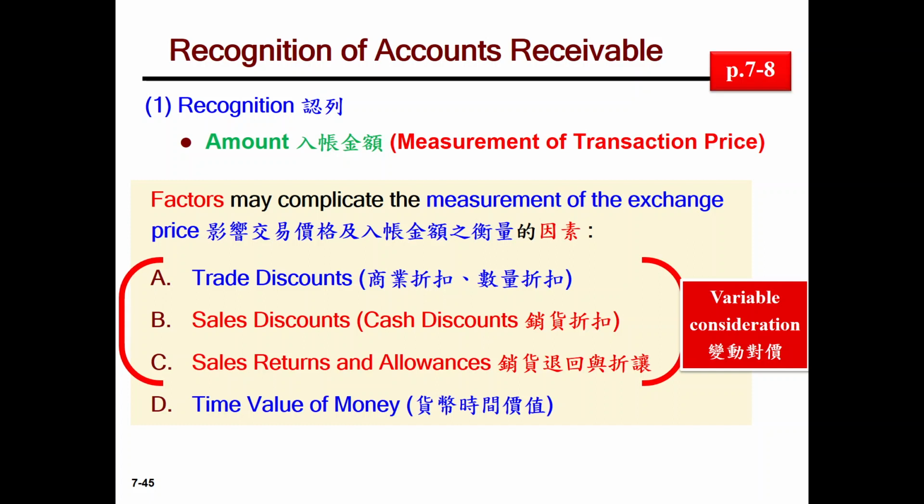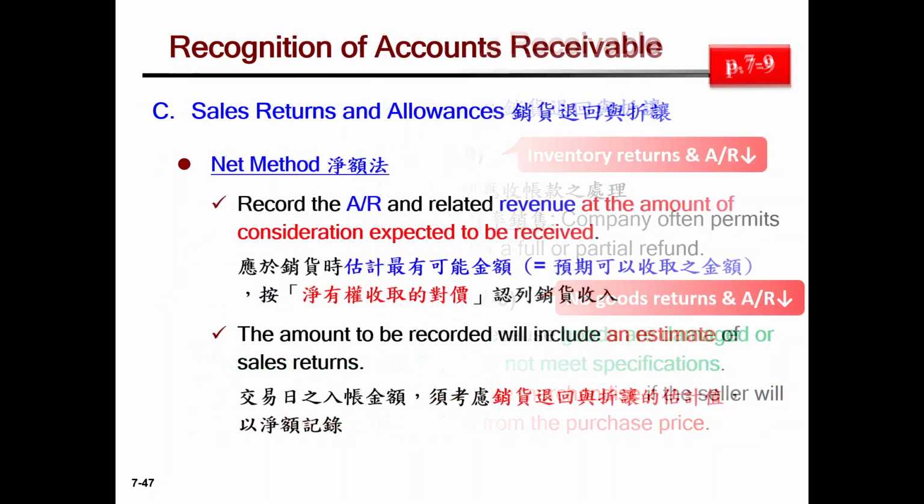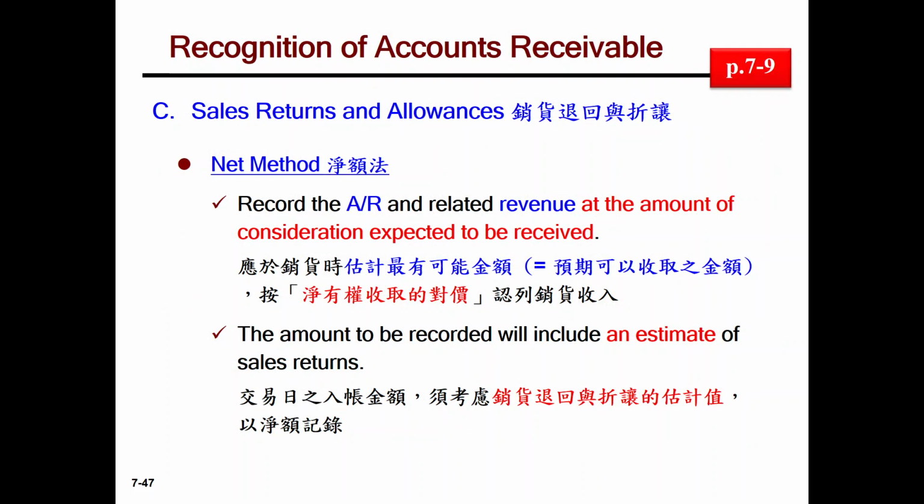So for the second case, sales returns and allowances, no matter you got the inventory back from customers, or no matter you offer them sales allowances. Sales allowances means they don't return inventory back to you, but you give them a cheaper price, right? So no matter which one, you can just use net methods. You cannot use gross methods, okay? Because net methods is what we want.